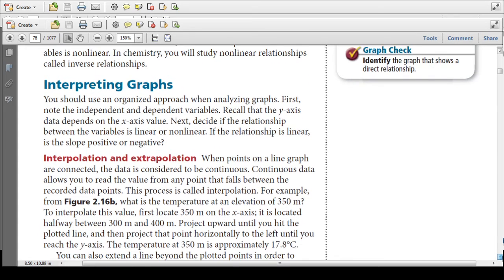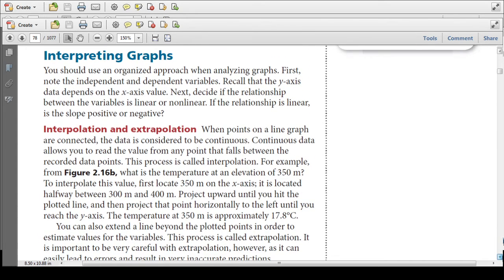Interpreting graphs. You should use an organized approach when analyzing graphs. First, note the independent and the dependent variables, and recall that the y-axis depends on the x-axis values. Decide if the relationship between the variables is linear or nonlinear. If the relationship is linear, is the slope positive or negative?